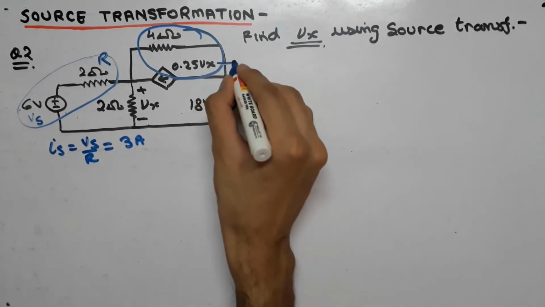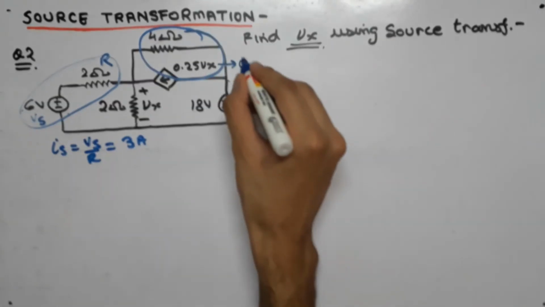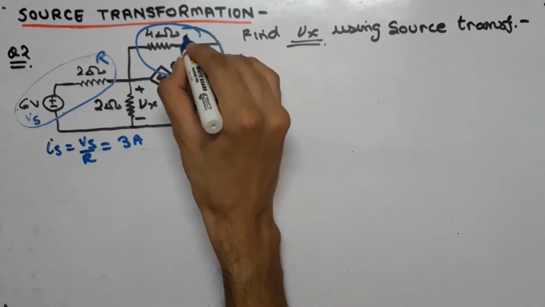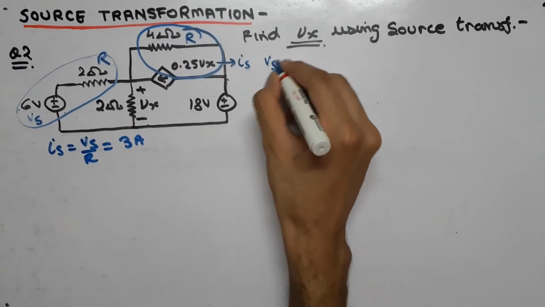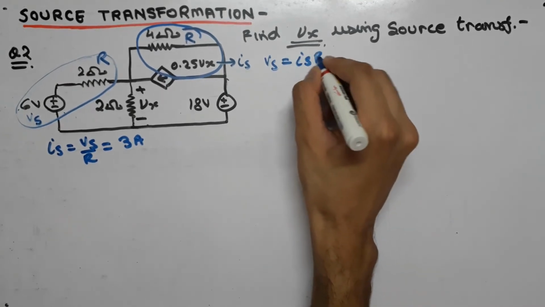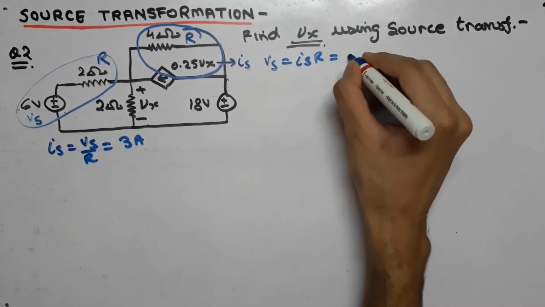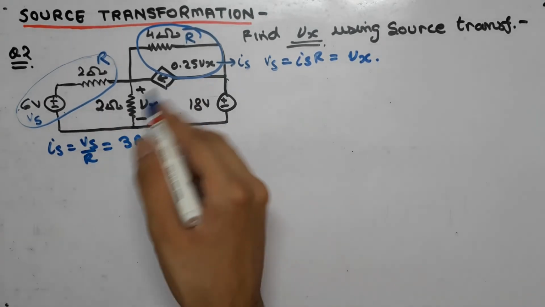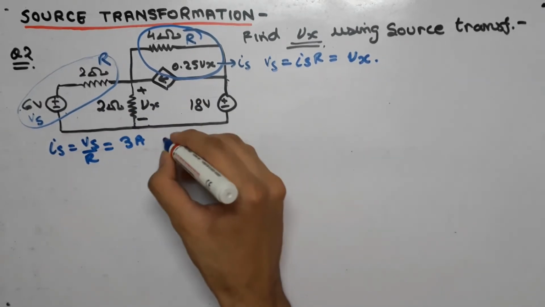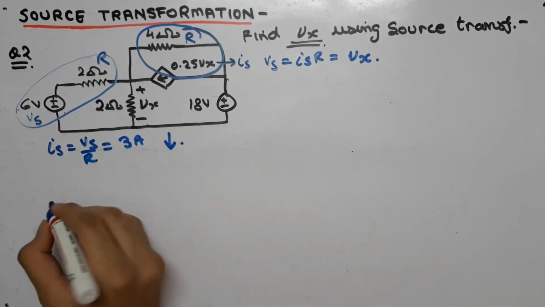So we will consider this 0.25 Vx as Is and R resistance as the 4 ohm resistor. Now using the formula Vs is equal to Is into R, we will get the value of Vs, which will come out to be equal to Vx. Now we will use both of these transformations and make the equivalent circuit, which will look like this.